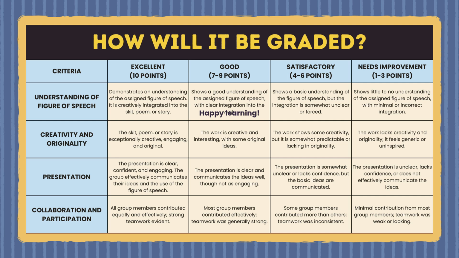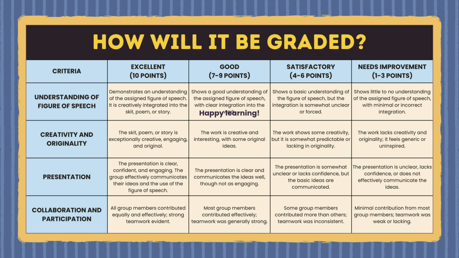Criteria: understanding of figure of speech. Excellent, 10 points: demonstrates an understanding of the assigned figure of speech, creatively integrated into the skit, poem, or story. Good, 7 to 9 points: shows a good understanding, with clear integration into the work. Satisfactory, 4 to 6 points: shows a basic understanding, but the integration is somewhat unclear or forced. Needs improvement, 1 to 3 points: shows little to no understanding, with minimal or incorrect integration.